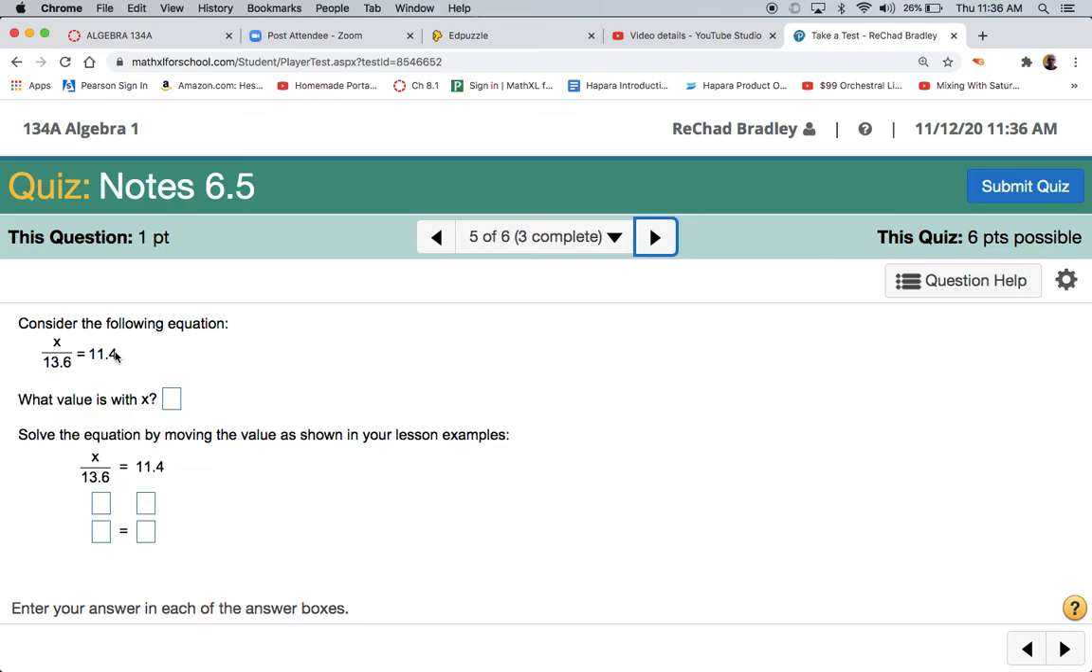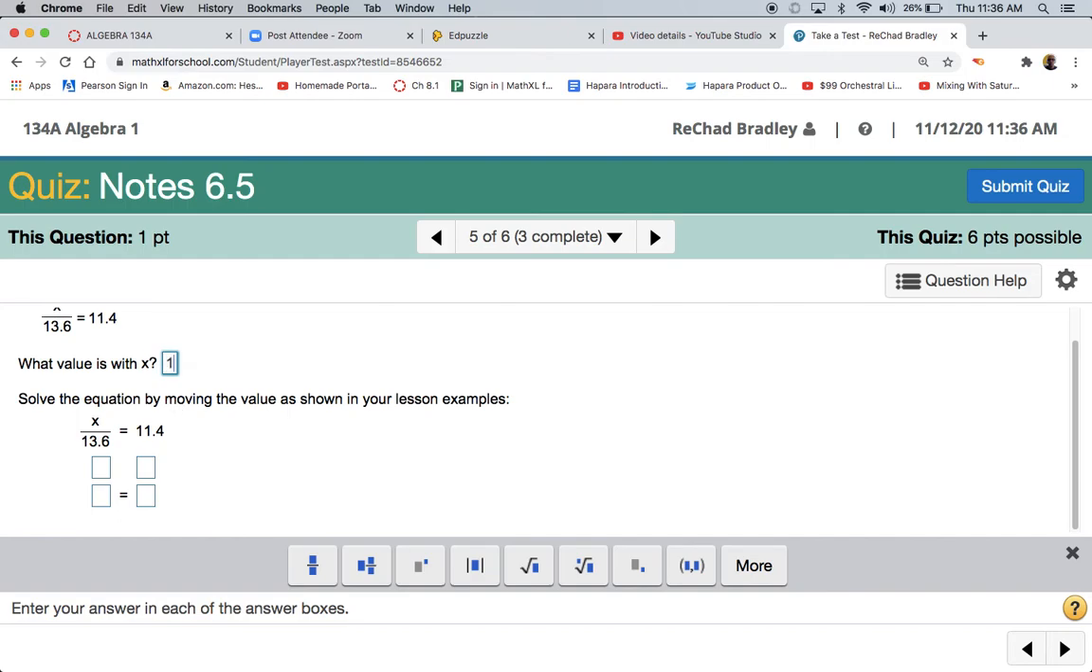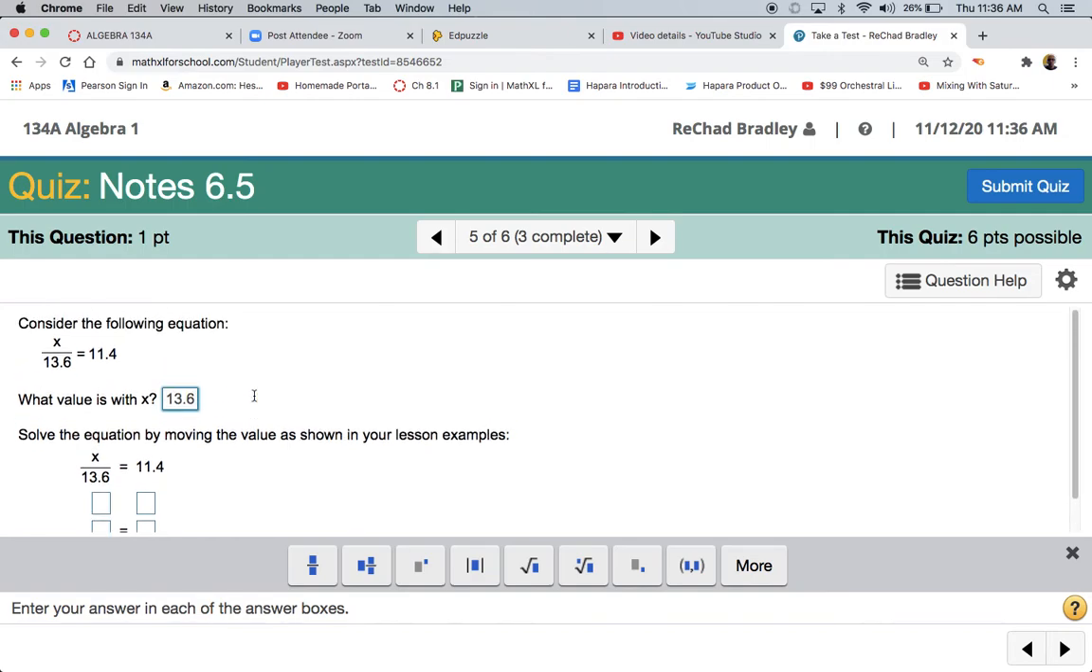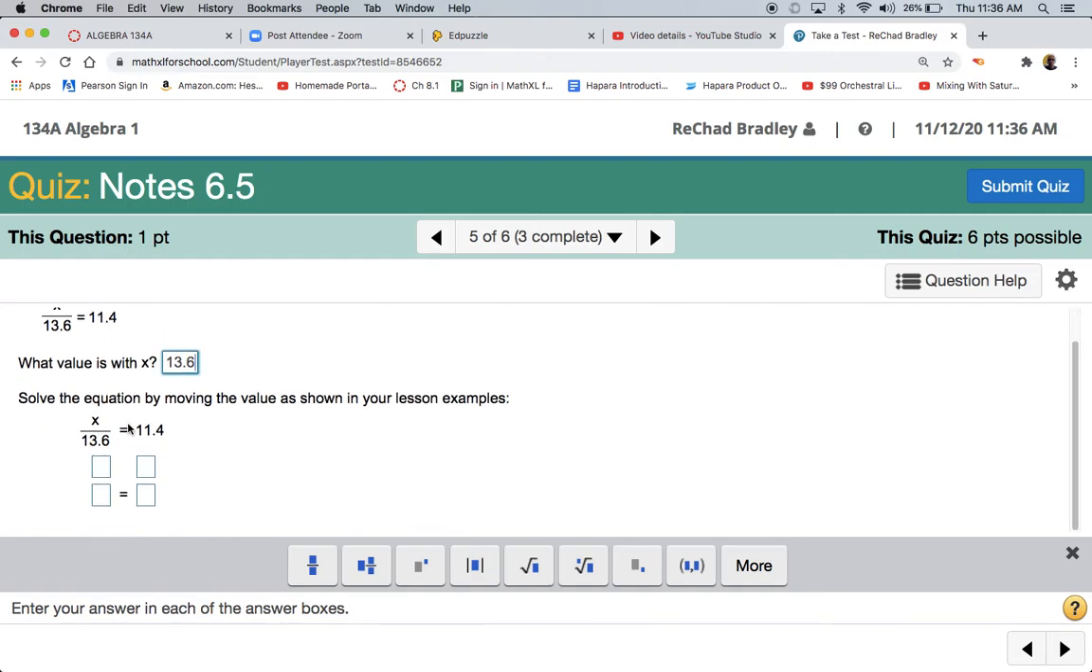I will come back to this one because this is on your quiz tomorrow and it's something we haven't seen in a while. Keep in mind, this is x divided by 13.6, so this question again will be on it. The value that is with x is the 13.6. And remember that if I want to move this 13.6 because it's being divided, that I will multiply. Don't forget you put parentheses 13.6 on both sides. Again, I did this so you could have a quick review on that before your test tomorrow.